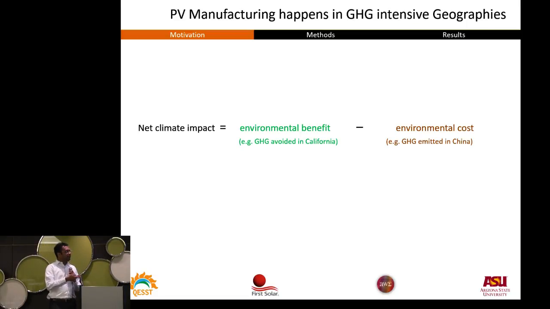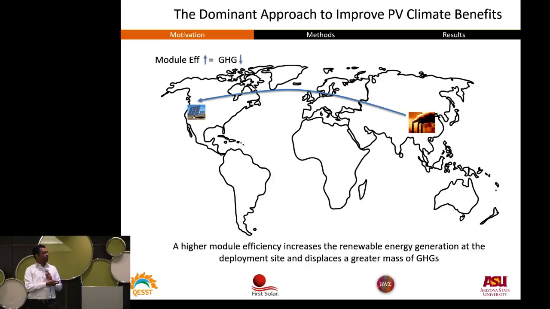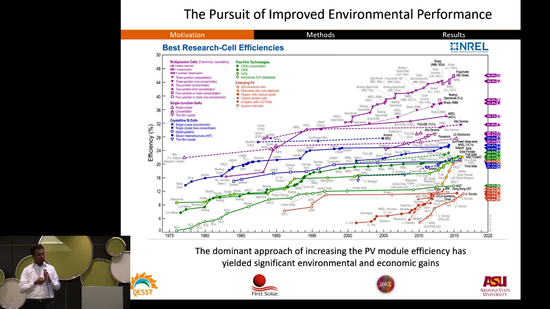So now that we have this equation in place, let's look at how the research and the industry have responded in terms of increasing the climate benefit of a PV system. The dominant approach is to improve the module efficiency. If we increase the module efficiency, we can produce a greater amount of electricity that's green because it's PV electricity from sunlight. So we are increasing climate benefits by increasing the module efficiency.